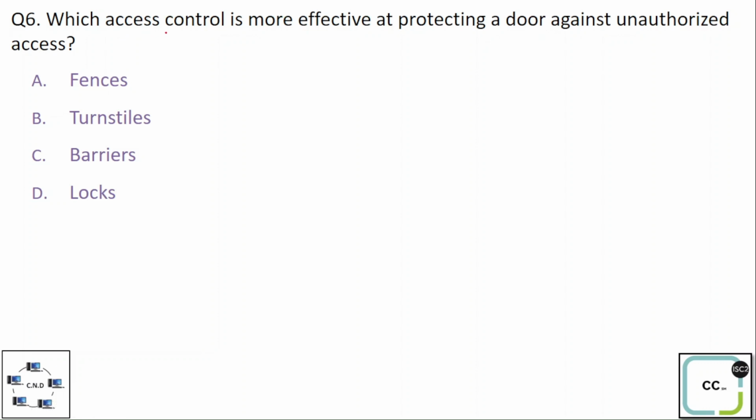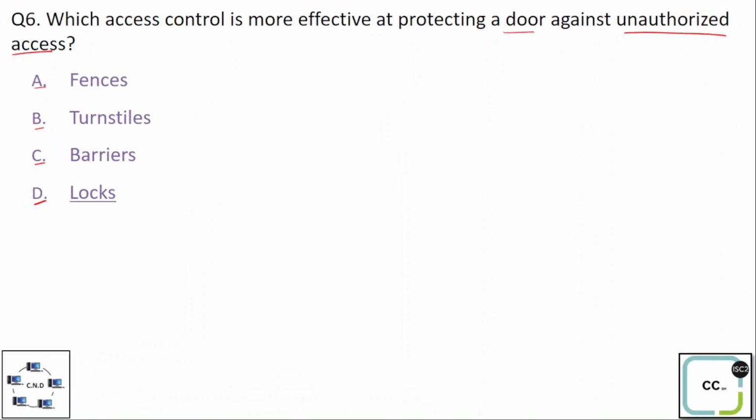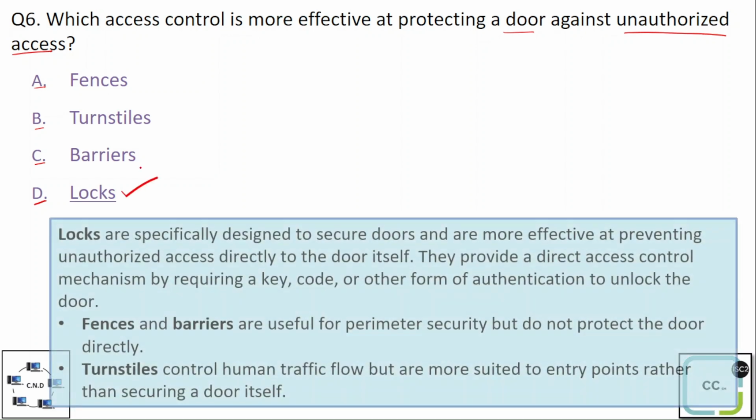Question number 6. Which access control is more effective at protecting a door against unauthorized access? We are talking about physically securing access to a door. And the options are option A, fences, option B, turnstiles, option C, barriers, and option D, locks. So this is a very common sense question, and the correct option is locks. You secure the door by locking it using locks.